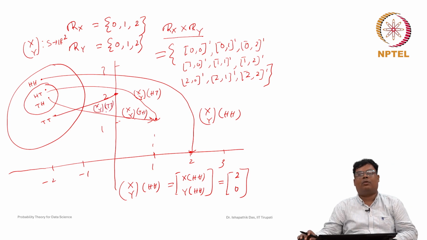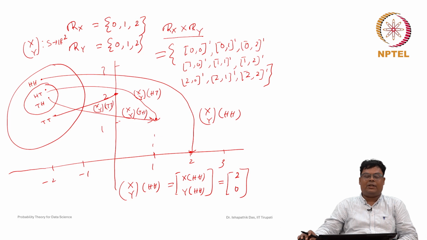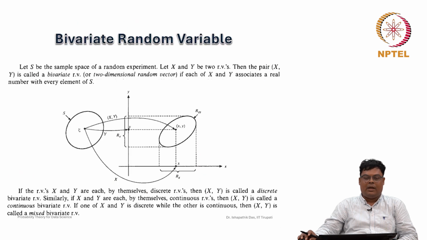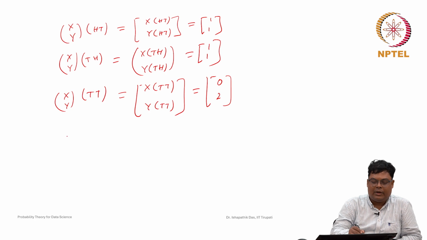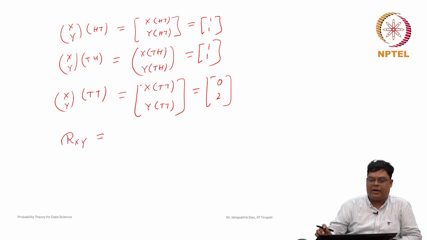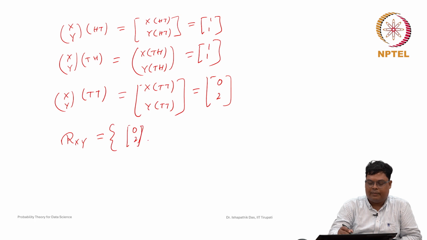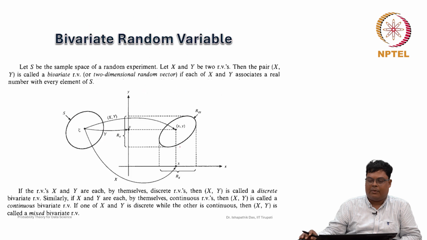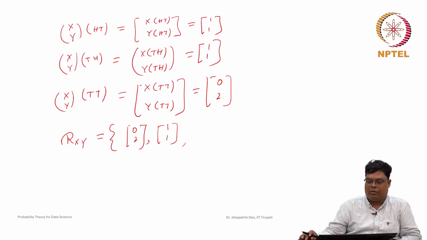So, what did we find? What is the range of this bivariate random variable? The range of this bivariate random variable we denote by Rxy. What points does Rxy contain? It contains the point (0, 2), and then (1, 1) also, and another point is (2, 0).